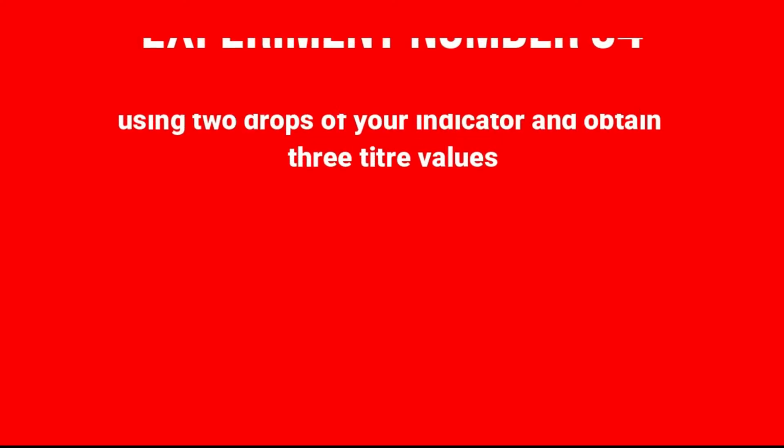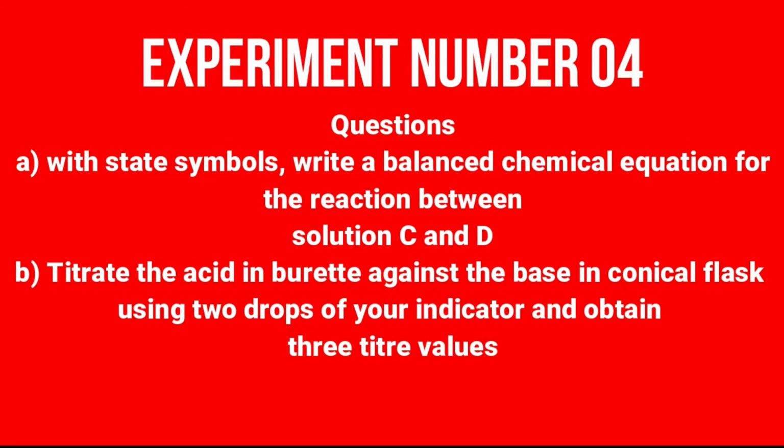The questions. The first question: with state symbols, write a balanced chemical equation for the reaction between solution C and solution D. Solution C is the acid and solution D is the base, which is sodium hydroxide. The procedure: titrate the acid in the burette against the base in the conical flask using 2 drops of your indicator, methyl orange, and obtain 3 titer values.